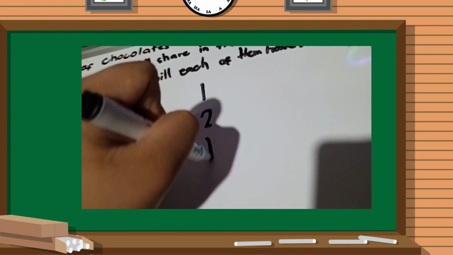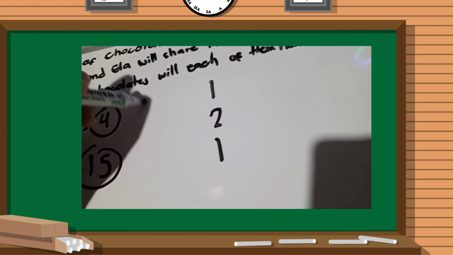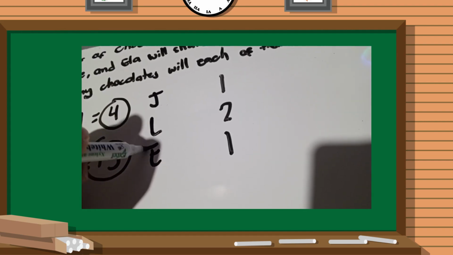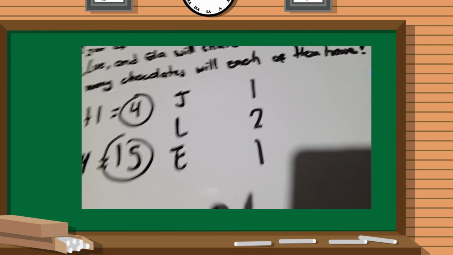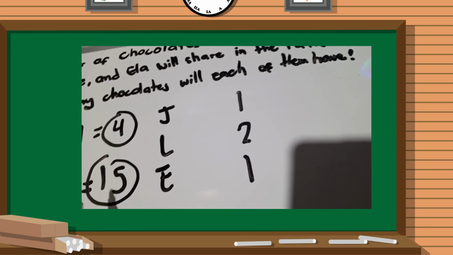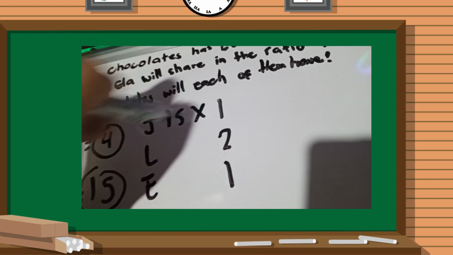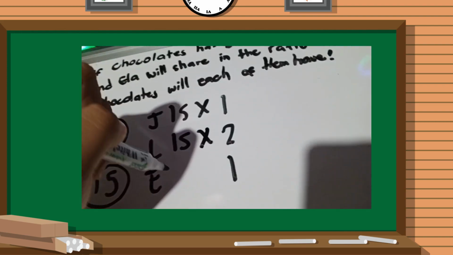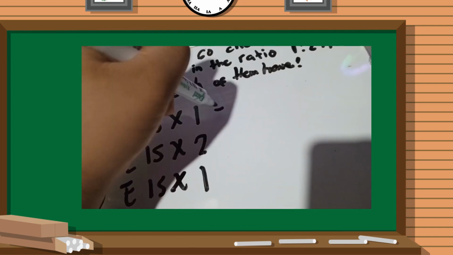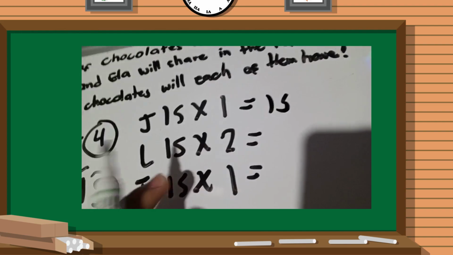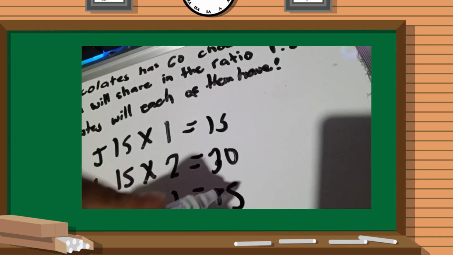since ang ratio natin is 1, 2, and 1, which is si John, Lou, and Ella. Ito natin, di ba? Yung 15 multiply natin sa ratio. So, magiging 15 times 1, 15 times 2, 15 times 1. So our answer will be 15 times 1 is equals to 15. 15 times 2 is equals to 30. 15 times 1 is equals to 15.